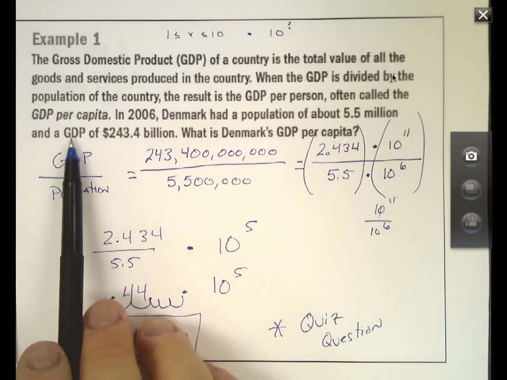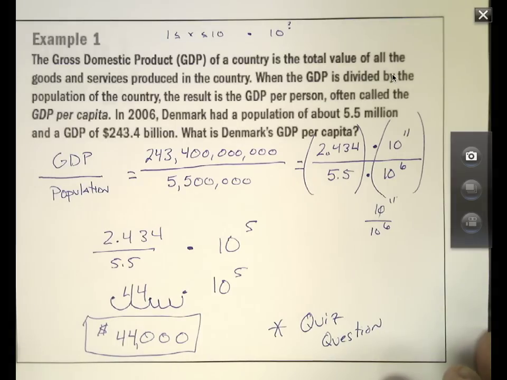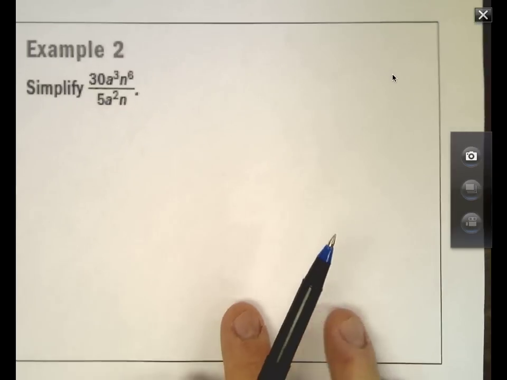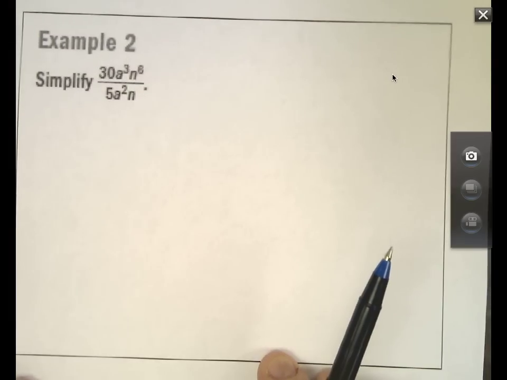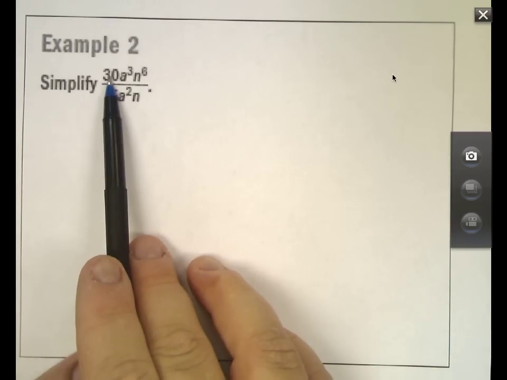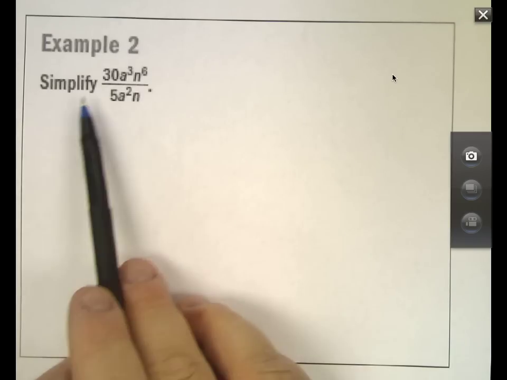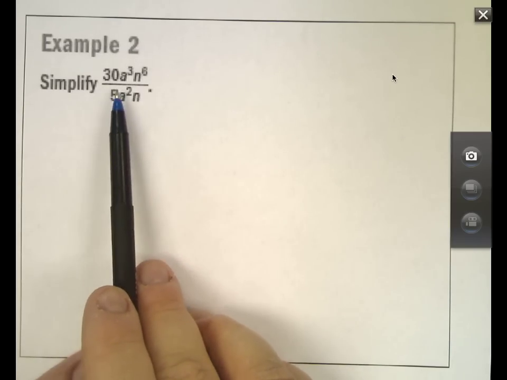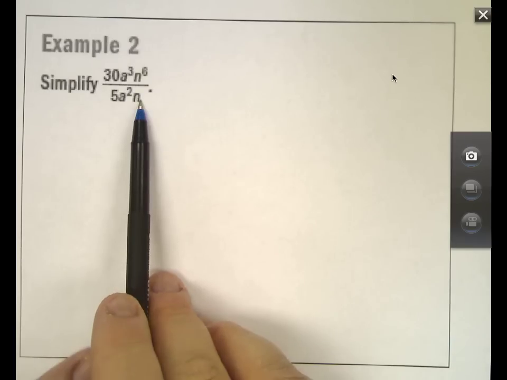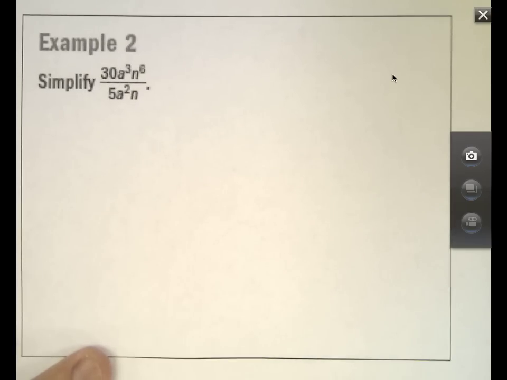Same type of problem. They're going to give you the gross domestic product. They're going to give you a population. You're going to have to take the gross domestic product divided by the population. Very important. Let's look at example 2. It says simplify 30a to the 3rd n to the 6th divided by 5a to the 2nd n.